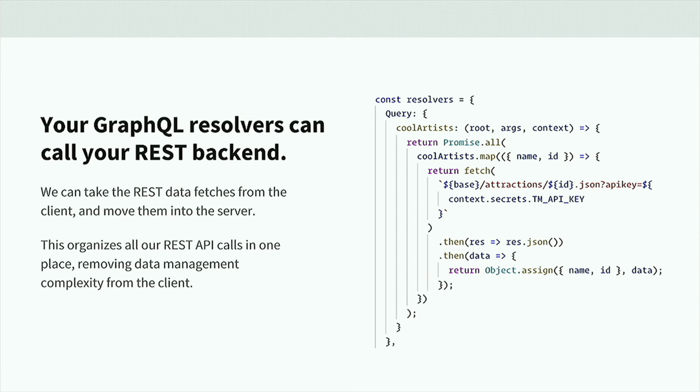And then we can just call fetch to call that REST API. This is probably pretty similar to the exact same fetch call we would make from our client. But we can take that fetch call from our client code, and we can move it into our GraphQL server, which now makes it reusable in all these different types of queries that all the different types of views and clients might want to call.